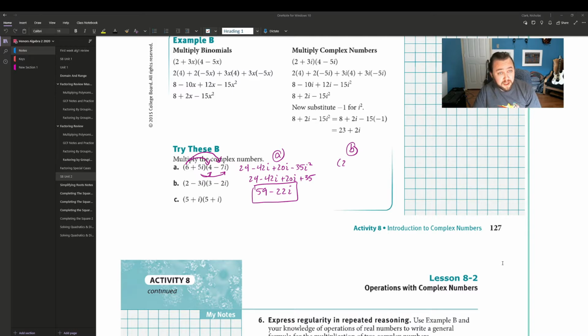We're going to start by multiplying 2 and 3. 2 times 3 is 6. 2 times negative 2i will be negative 4i. Negative 3i times 3 will be negative 9i. And then negative 3i times negative 2i will be plus 6i squared.